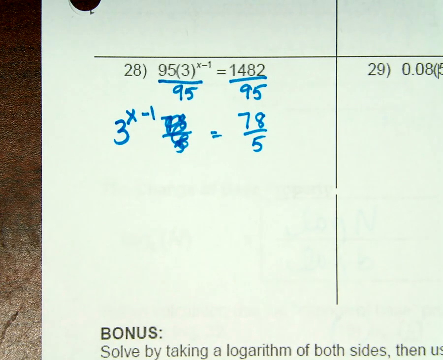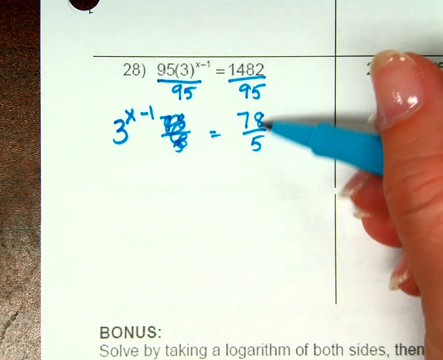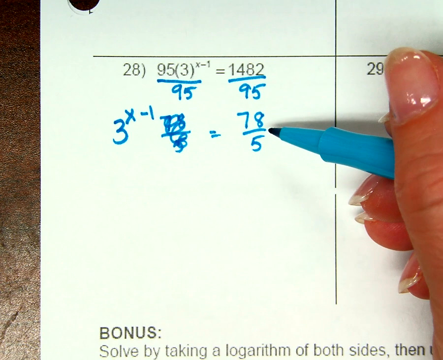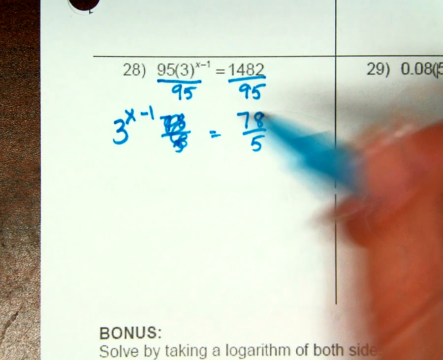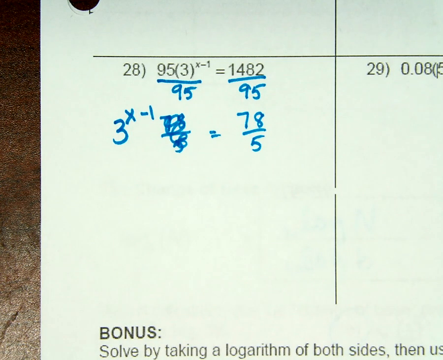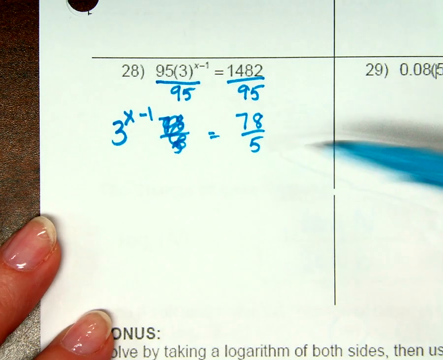Now what do you want to do? Do I want the decimal of this? No, because when do we round? Only at the end. Now, the thing about 78 fifths is that it only has one decimal. So if you want to write 15.6 instead, that is okay. Okay, but it's also okay to leave it as a fraction like this.